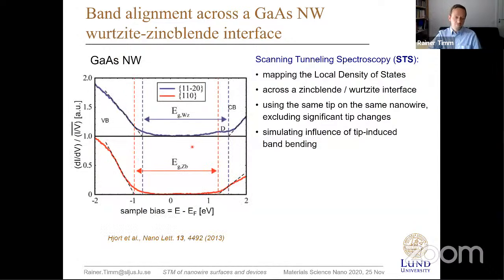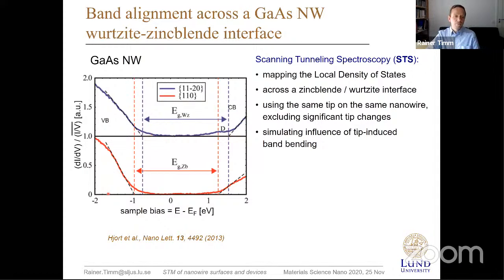This is raw data here, where we measure the differential conductivity, so the derivative of the current. Why do we do that? Because, as shown theoretically, this can be considered as the local density of states at the position of the tip. So what we get here, in this case, it was a gallium arsenide nanowire.